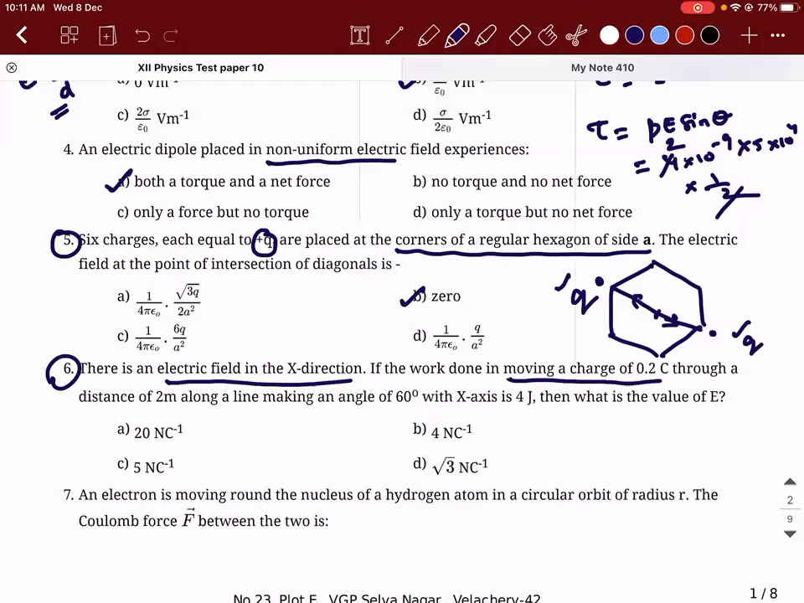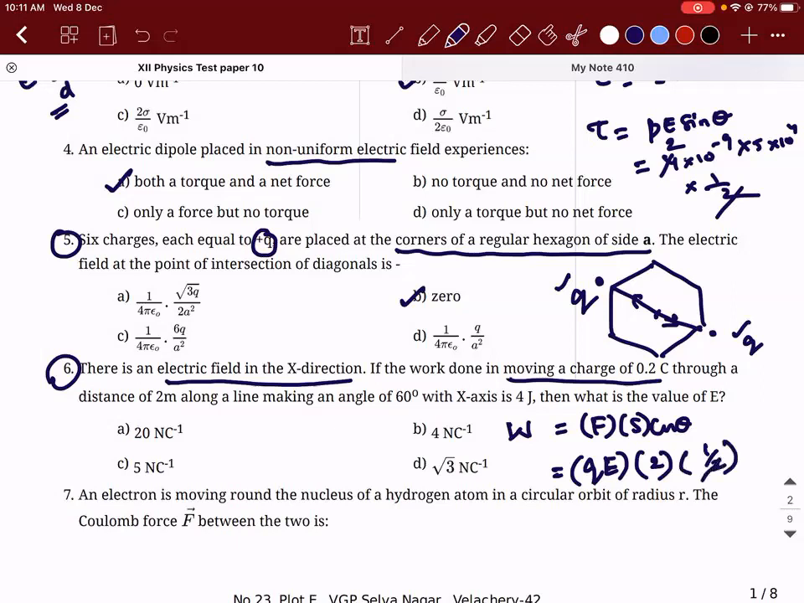Sixth, there is an electric field in the x direction. If the work done in moving a charge of 0.2 coulomb through a distance of 2 meters along the line, making an angle of 60 degrees with the x-axis, is 4 joule, what is the value of E? So how to solve this? Work done is equal to F into S into cos theta. We know this. So what is the value of force? Q into E. And how much is the displacement? 2.